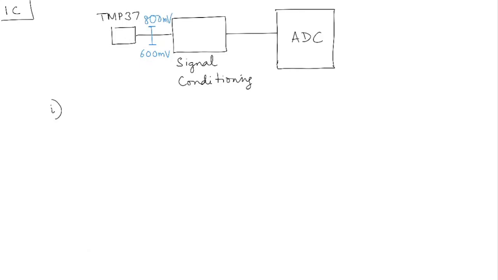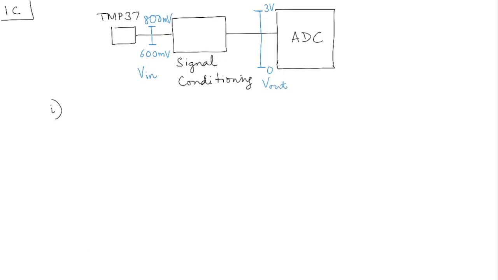And what we want to do is, if you want to use the complete range of your ADC, you want the limits here to be 0 to 3 volts. Okay, so how do you convert this 600 to 800 millivolts into 0 to 3 volts? And let's assume that we use a linear mapping. If we use a linear mapping, let's call this V in, and let's call this V out.